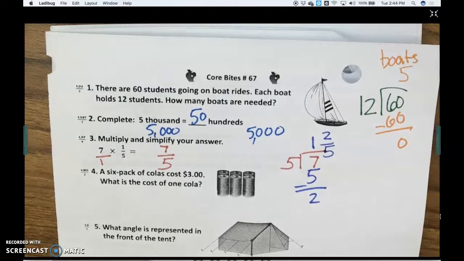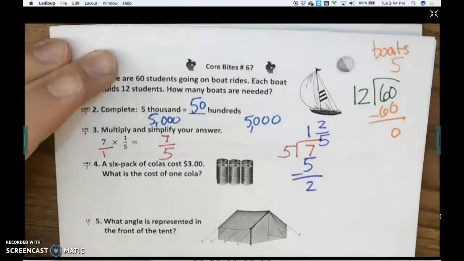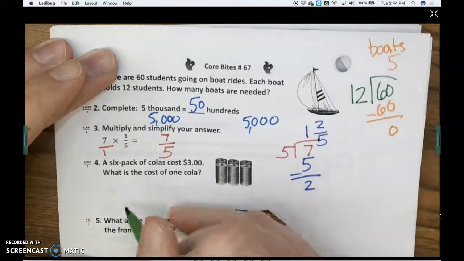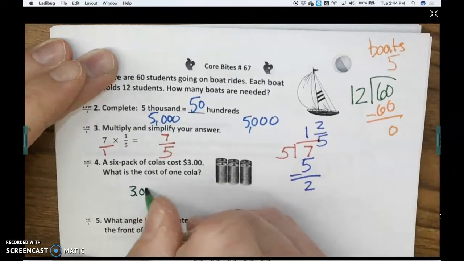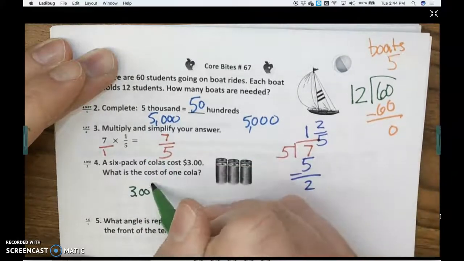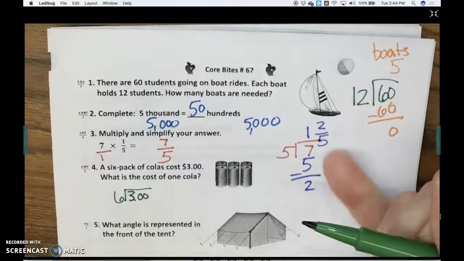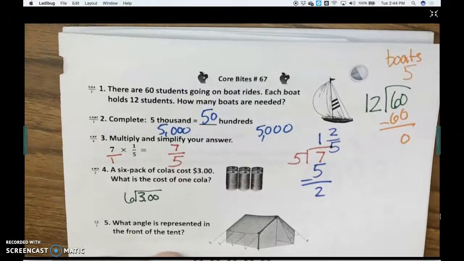Number 4. A 6-pack of colas costs $3. What is the cost of one cola? All right, so if you've got $3, you've got 6 cans of Coca-Cola, okay? You're dividing to see how much each can is.